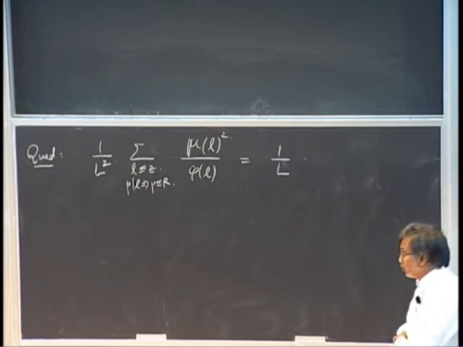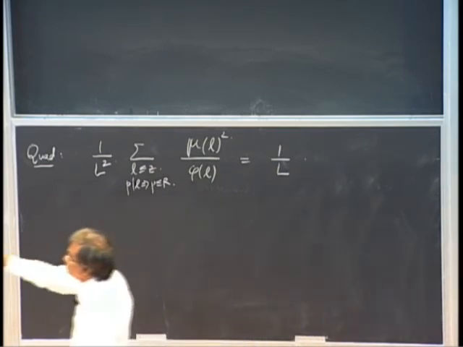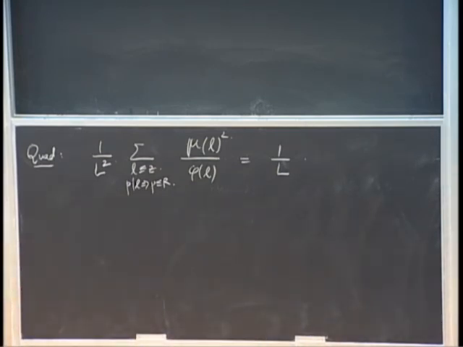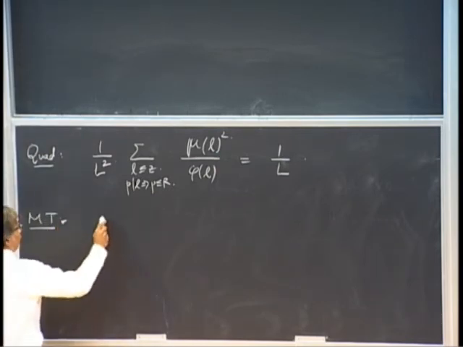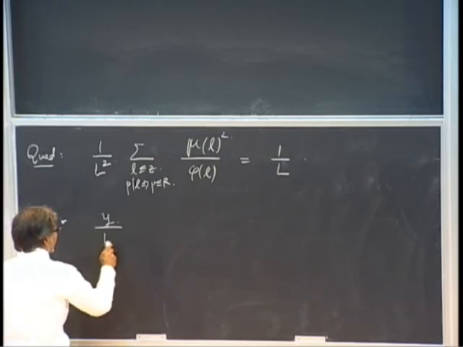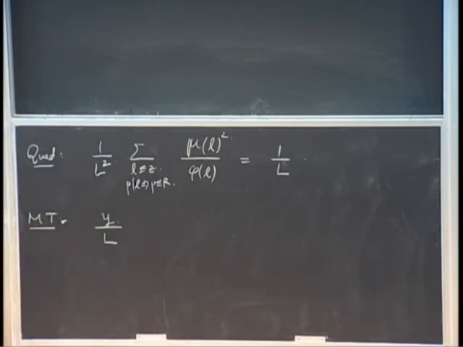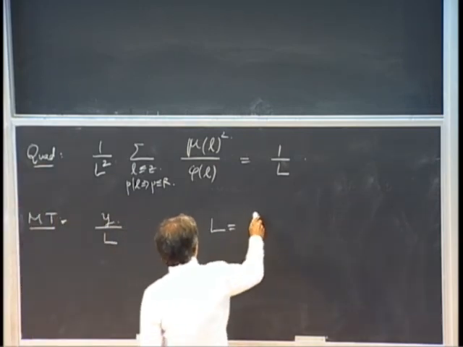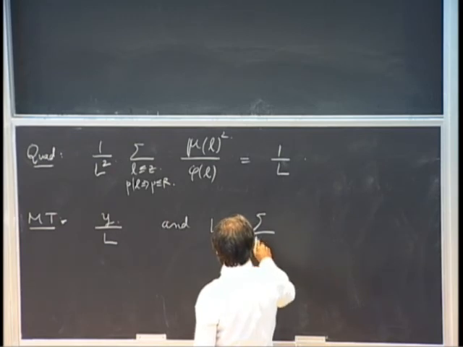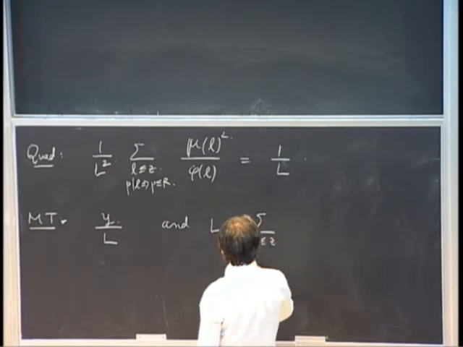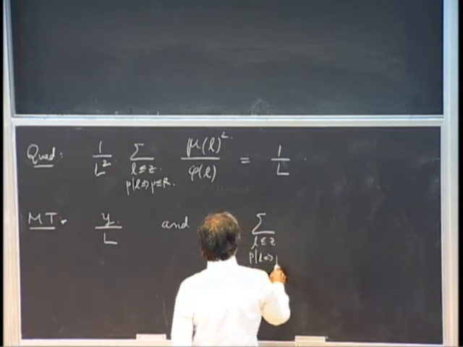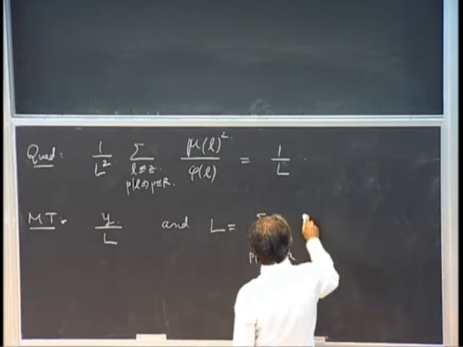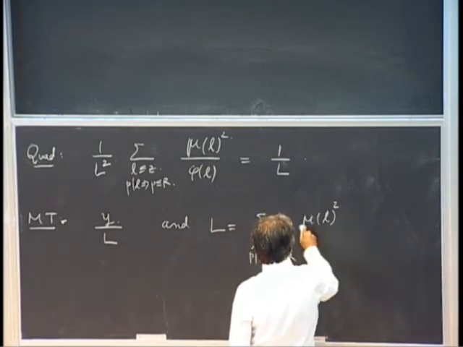Okay? So the main term, in the optimum choice of these x's, gives for our main term a very elegant answer. It's y divided by L, right? And L is just the sum over l up to z, p divides l implies p at most R, of mu of l squared over phi of l.